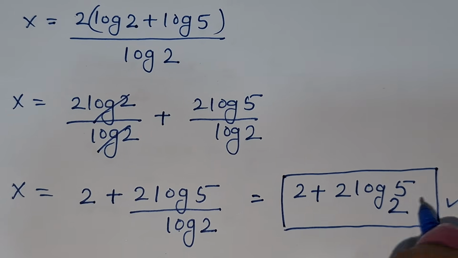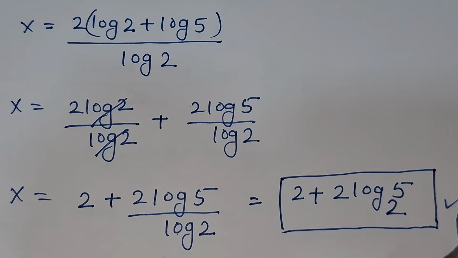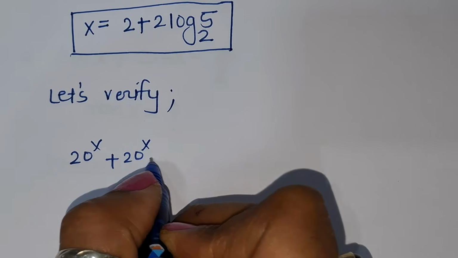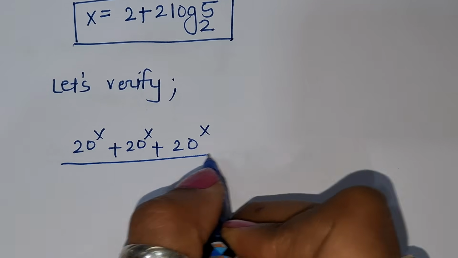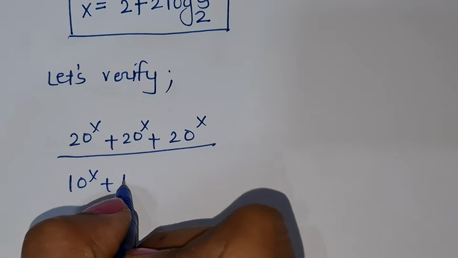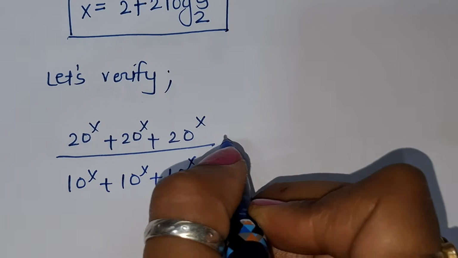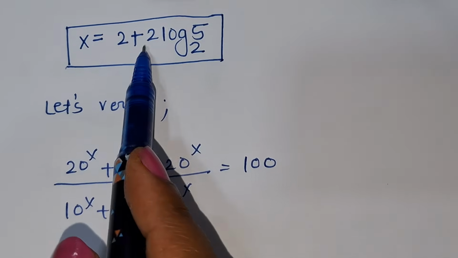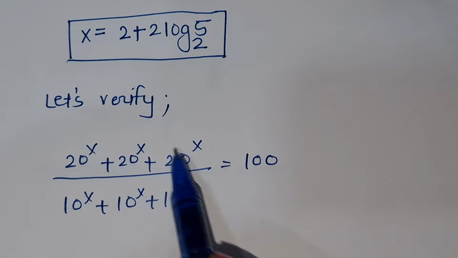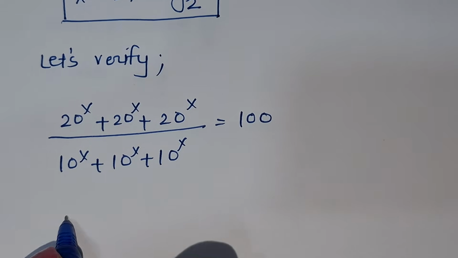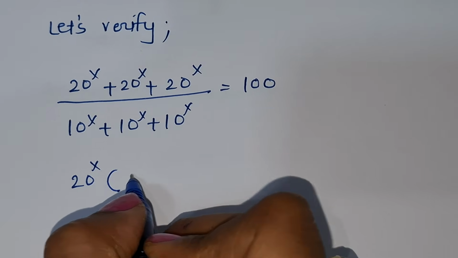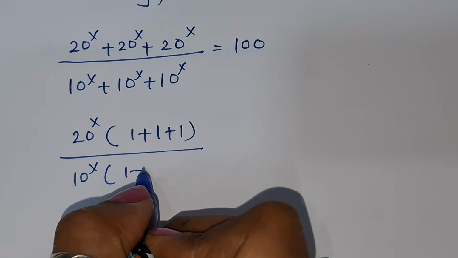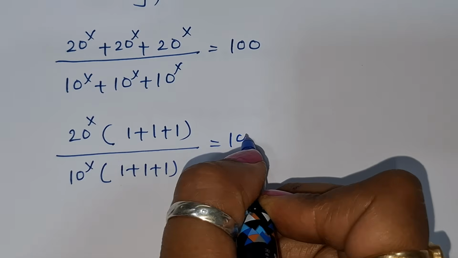This is the solution. Now let's verify whether this is correct or not. The question is (20^x + 20^x + 20^x) divided by (10^x + 10^x + 10^x) is equal to 100. We have to verify this value, x is equal to 2 plus 2 log 5 to the base 2. First we simplify: same step, we take 20^x common, 1 plus 1 plus 1, divided by 10^x times 1 plus 1 plus 1, is equal to 100.